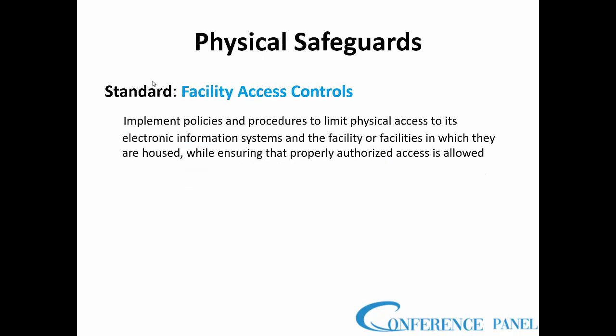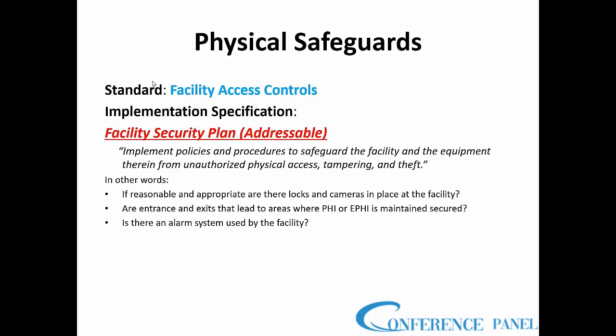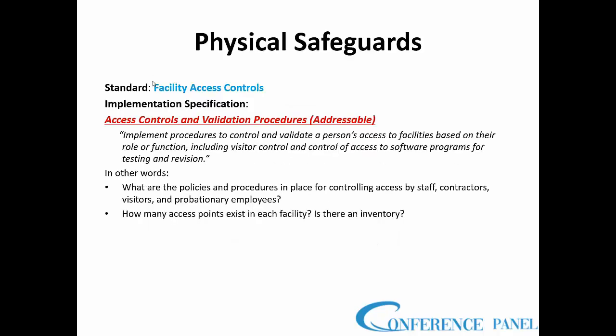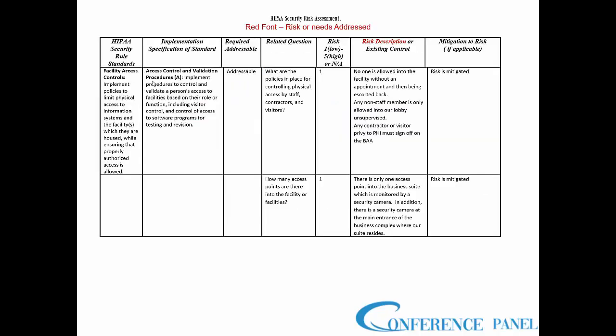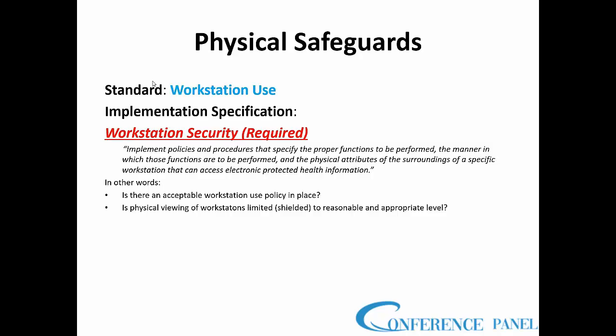Physical safeguards, facility access control, while ensuring that properly authorized access is allowed. Contingency operations, this one's kind of simple. Facility security plan: implement policies and procedures that physically safeguard the facility and the equipment therein from unauthorized physical access, tampering, and theft. Access controls and validation procedures: implement procedures to control and validate a person's access to facilities based on their role or function. Maintenance records: implement policies and procedures to document repairs and modifications to the physical components of a facility which are related to security.